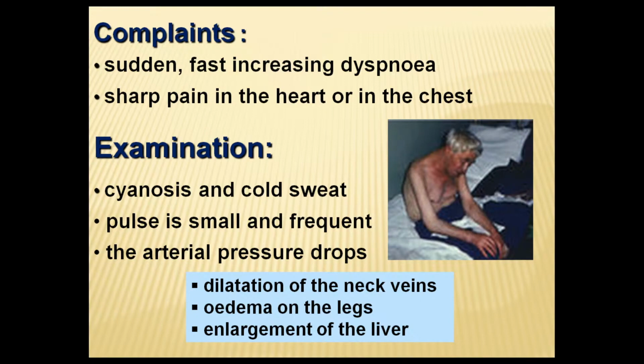We see only specific upper-part-of-the-body cyanosis, cold sweat, we will record very low, with difficulty determined, arterial blood pressure and a very small and frequent pulse.